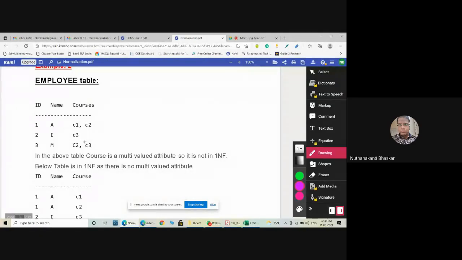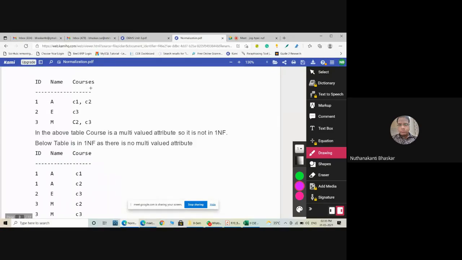Here, one more example is another course table. ID, name, courses. Here ID is 1, name is A, courses: a student is going to take two courses, C1 and C2. Maybe a student can opt for 6 courses in the semester, like that. There are many courses we are writing in the same courses attribute. Is this relation in first normal form or not?